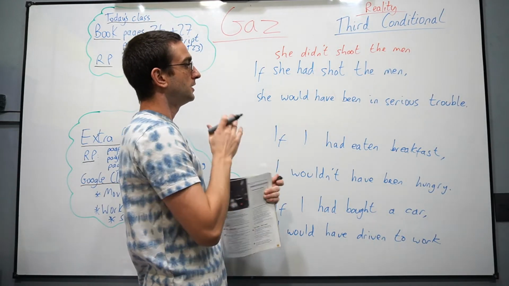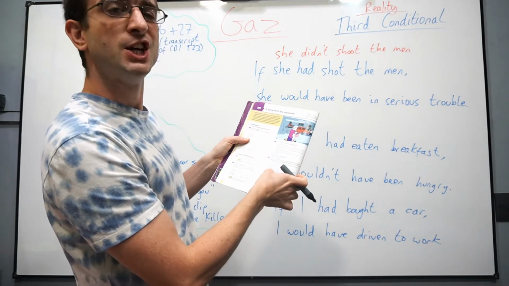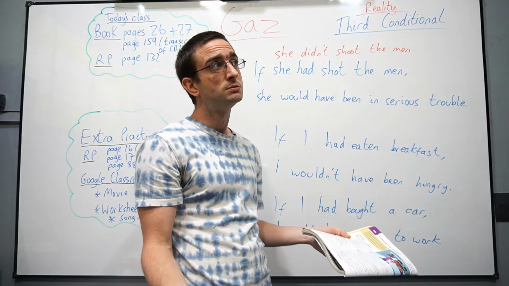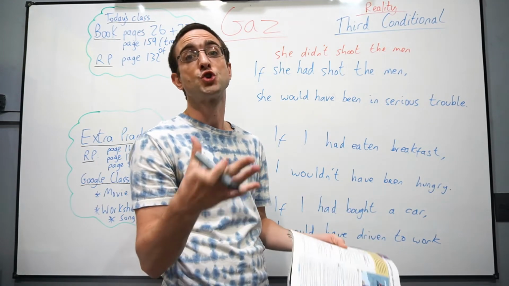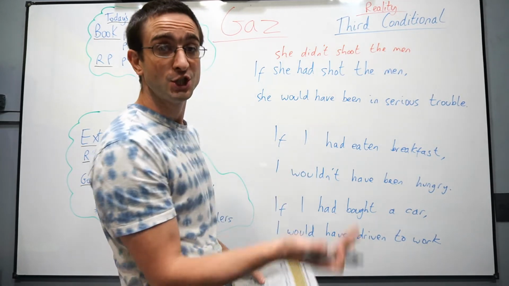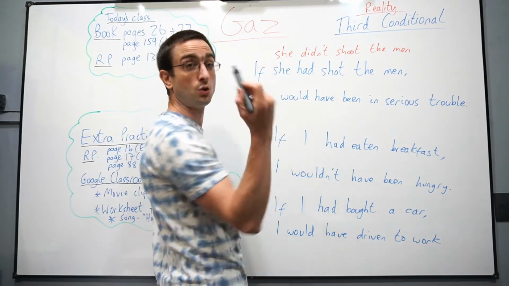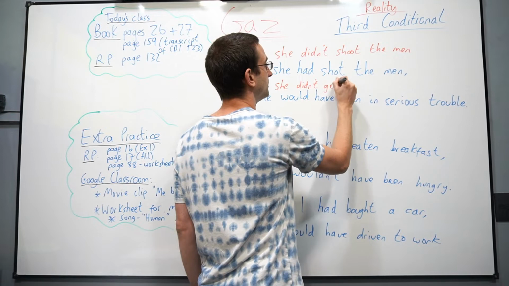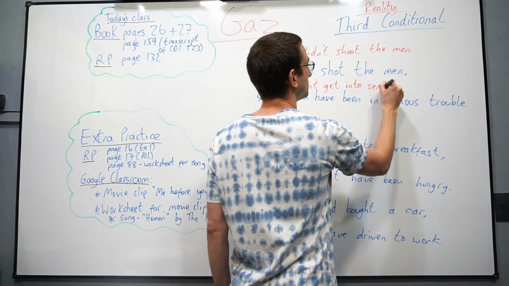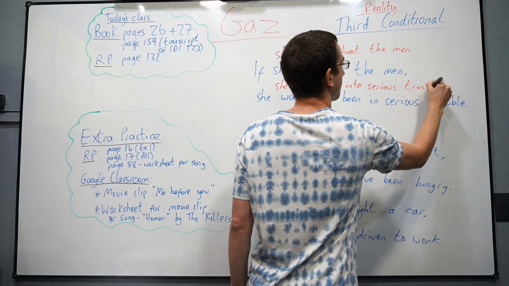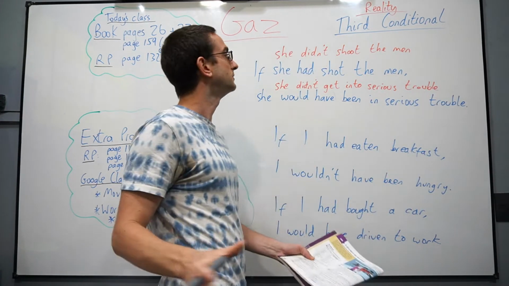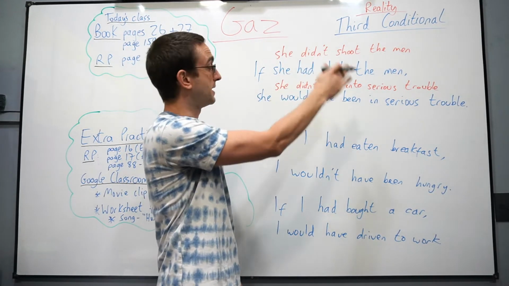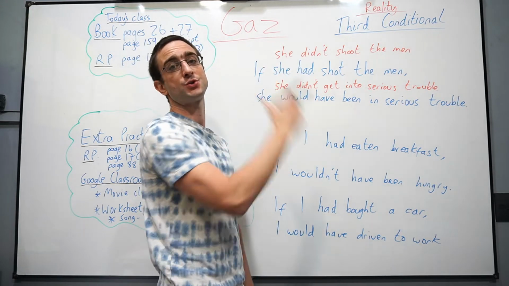Okay? Second part, question 2 says, did she get into serious trouble? No, she didn't. She was not charged. No trouble. So, again, reality pen. She didn't get into serious trouble. Okay. She didn't shoot the men, she didn't get into serious trouble. But if she had shot the men, she would have been in serious trouble.